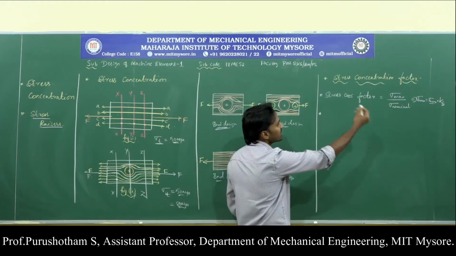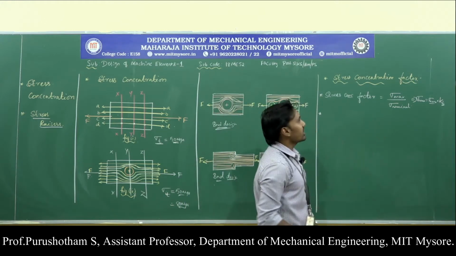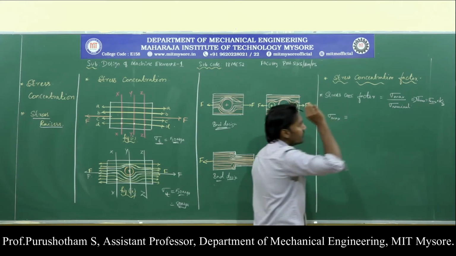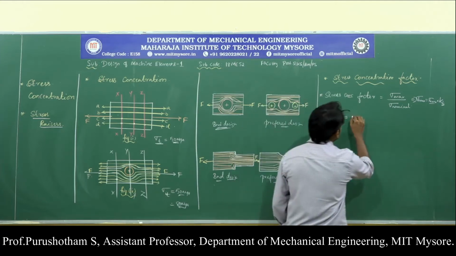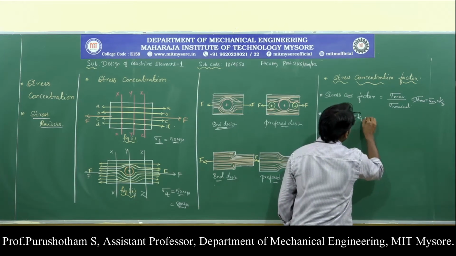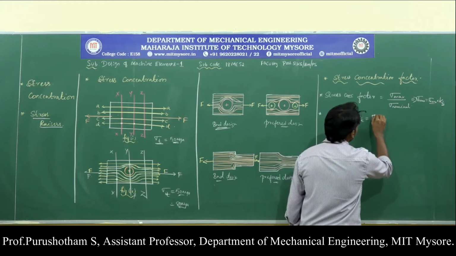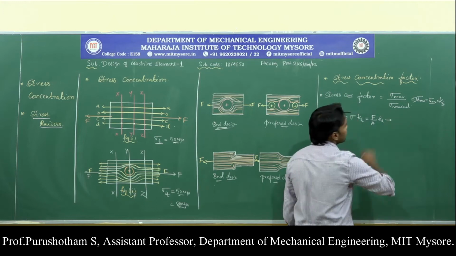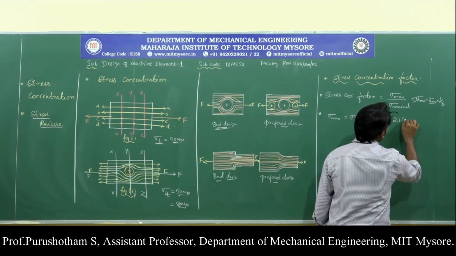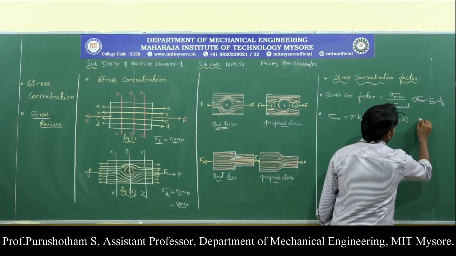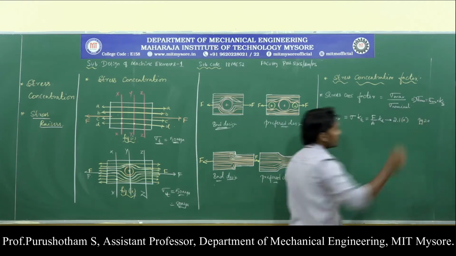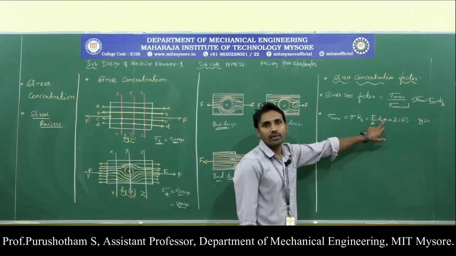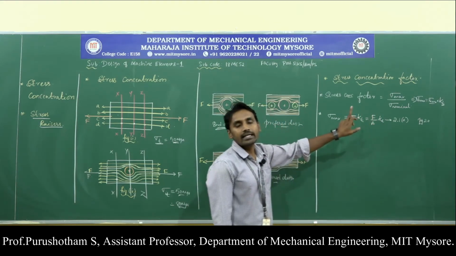Now when the member is subjected to direct stress, the maximum stress induced in the material is given by sigma max, which is equal to sigma into KT, where sigma is given by force by area. This will be in the data handbook, equation number 2.1a, page number 20. So KT is the symbol used for the stress concentration factor for direct stress and bending stress.